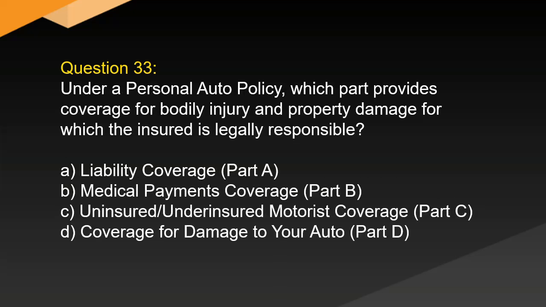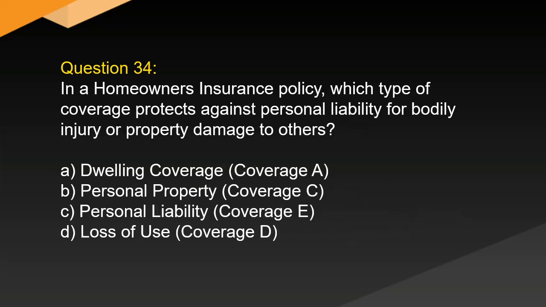Question 33. Under a personal auto policy, which part provides coverage for bodily injury and property damage for which the insured is legally responsible? A. Liability coverage, Part A. B. Medical payments coverage, Part B. C. Uninsured underinsured motorist coverage, Part C. D. Coverage for damage to your auto, Part D.